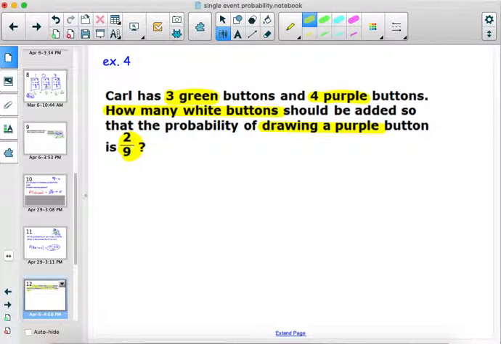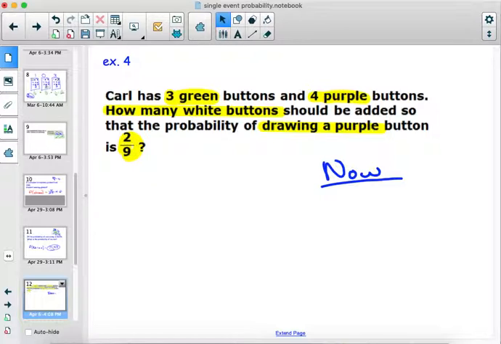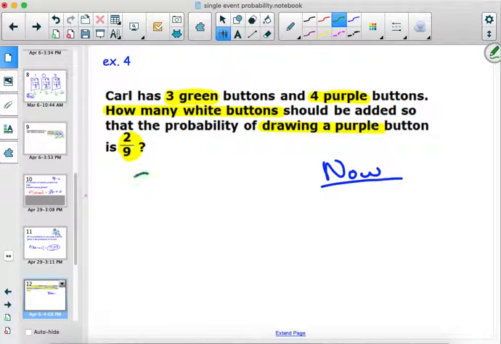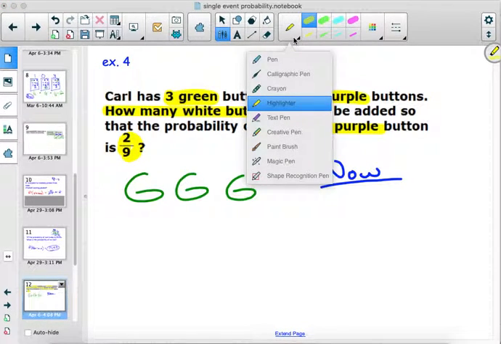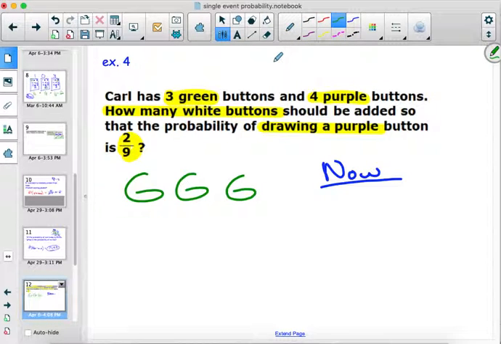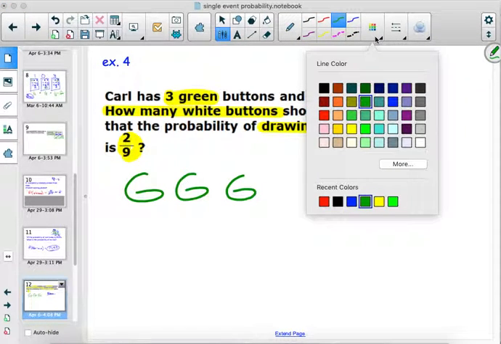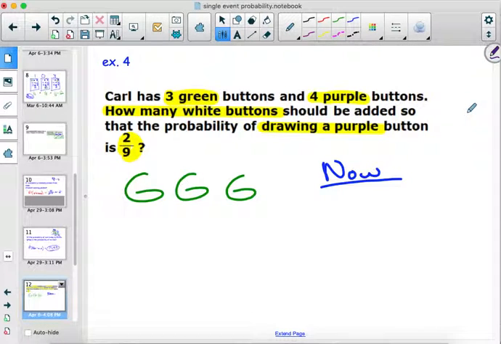Well, let's do the probability of purple right now. Let's think about this. Right now, oh, I think I got it. How many green does he have? 3. I'm gonna write 3 green G's. I'm colorblind, so help me with colors. What color is purple? So he draws them. Is it this one? No, one over, that's not that one. All right, 4 purple. 1, 2, 3, 4.